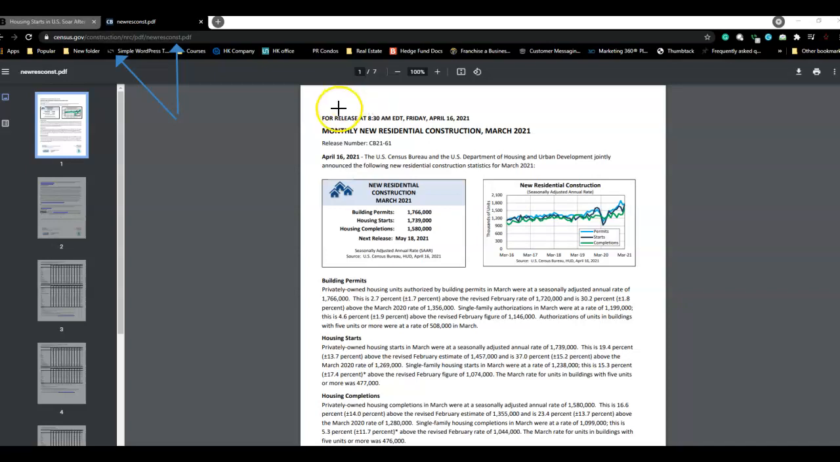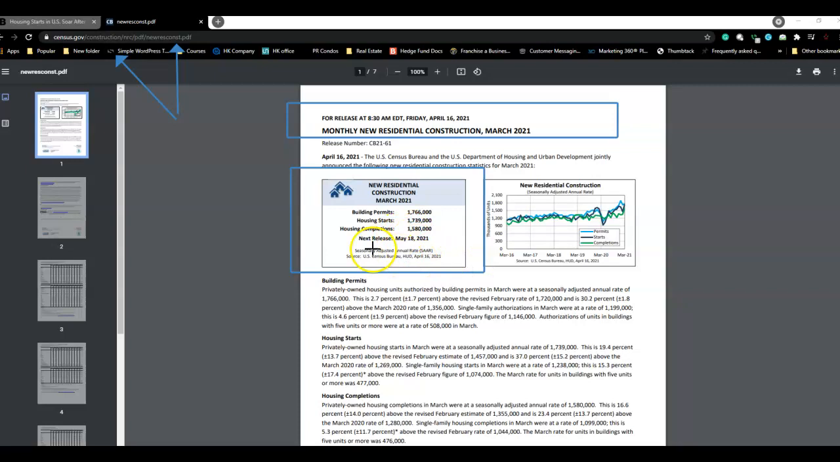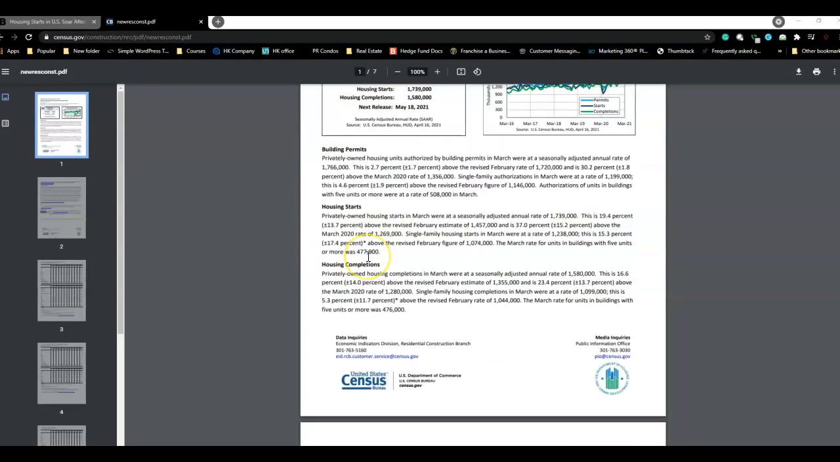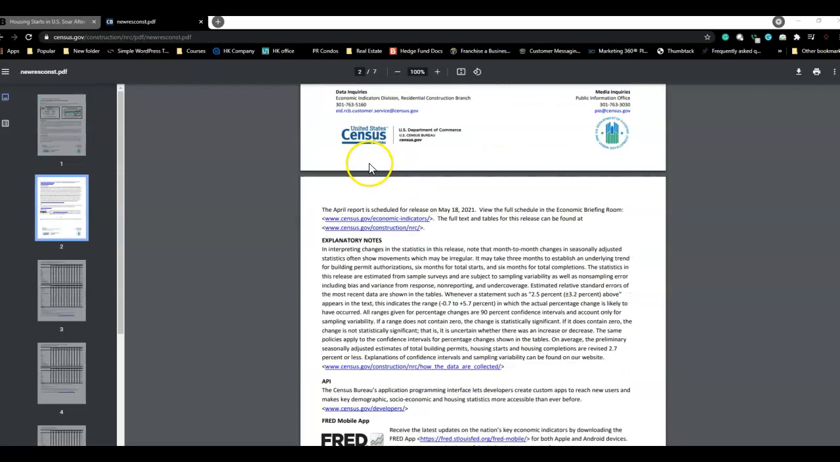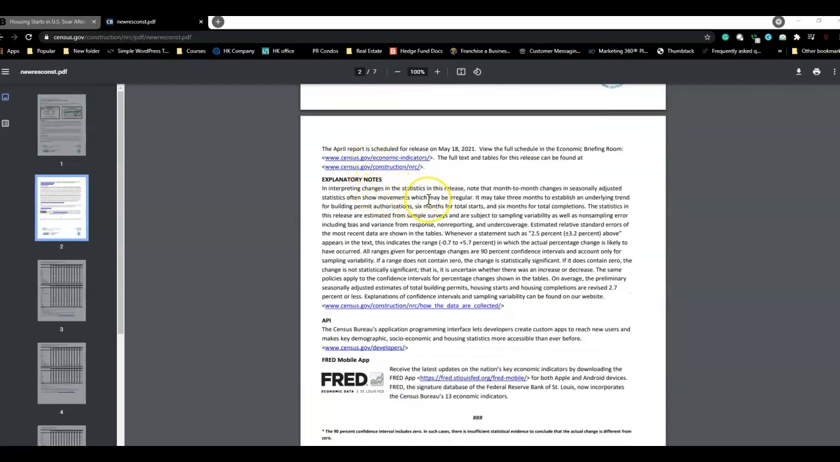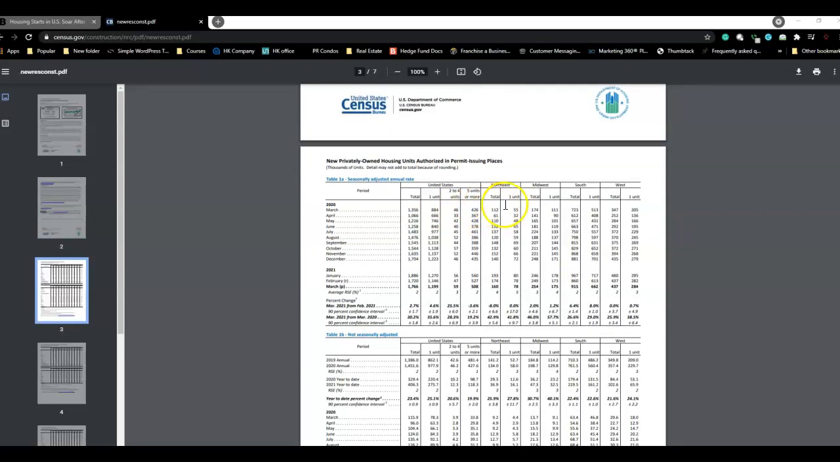Okay, so what this is showing is monthly new residential construction for March of 2021. It's showing building permits, housing starts, and housing completions. This data is indicative, and you can scroll down and look at this. The census website will show you and discuss how to read this, and you can see the exact data. It'll explain the notes on this, the month over month changes, what's happened from last month to this month, what's expected, and what's happened in years prior.